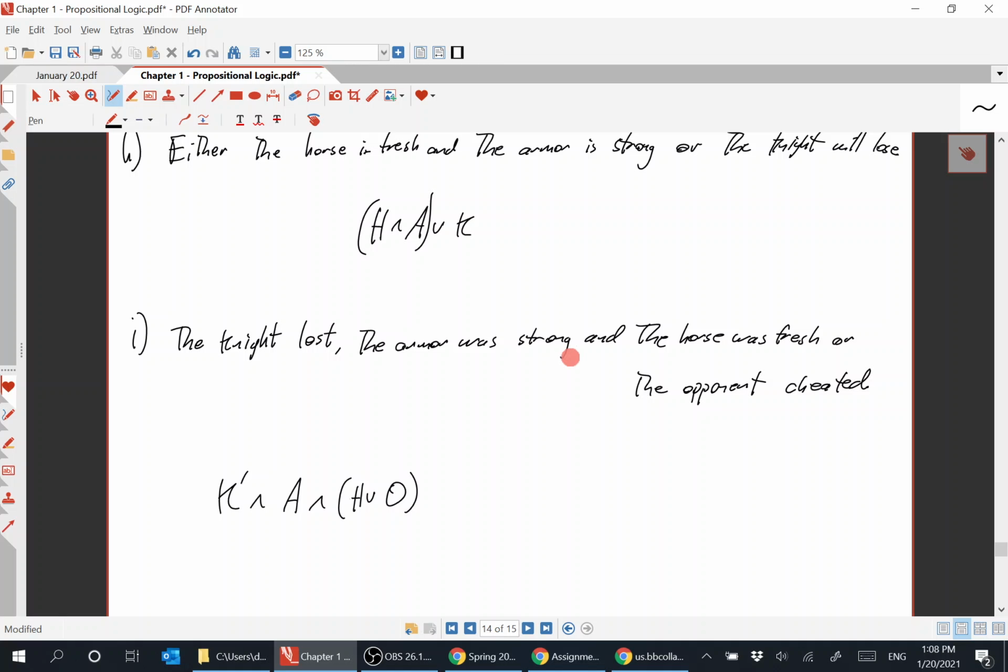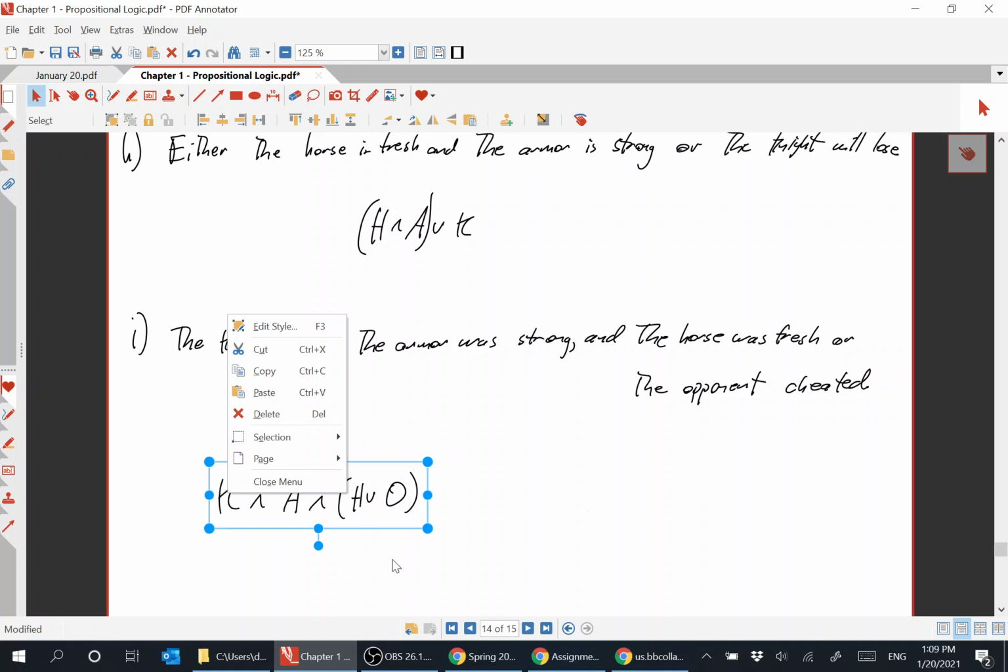If you leave out the comma, it could be like the knight lost, the armor is strong, and the horse was fresh, or the opponent cheated. Right? But having that comma there says otherwise. Because if you skip that last comma, this is either a disjunction of three things or a conjunction of three things. You can't tell. You need that comma there. So it's this.